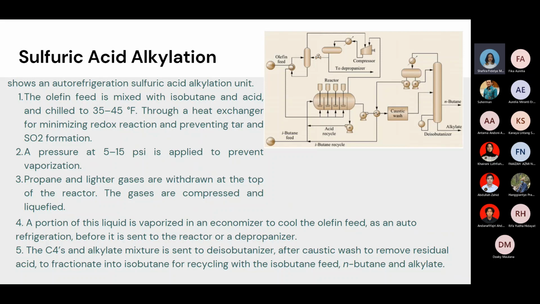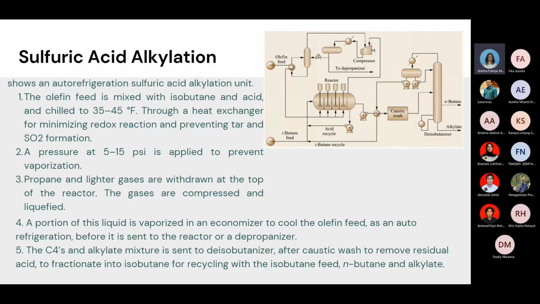The steps are: the olefin feed is mixed with isobutane and acid and chilled to 35 to 45 Fahrenheit, which is about 2 to 7-8 degrees Celsius, through the heat exchanger for minimizing redox reactions and preventing tar and SO2 formation. And then the pressure is at 5 to 15 psi, applied to prevent vaporization.